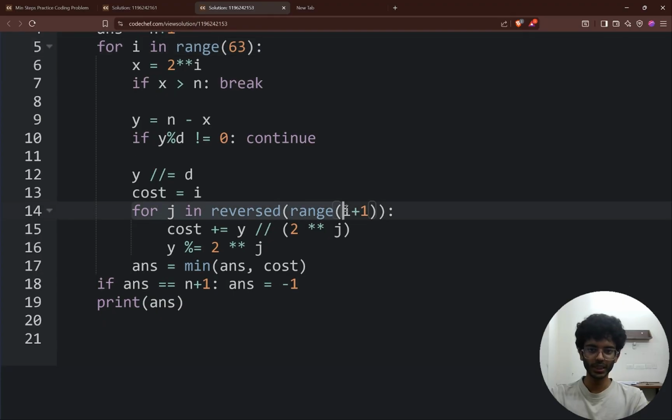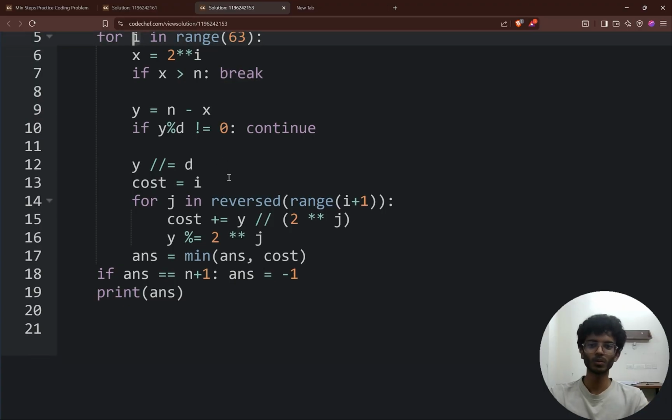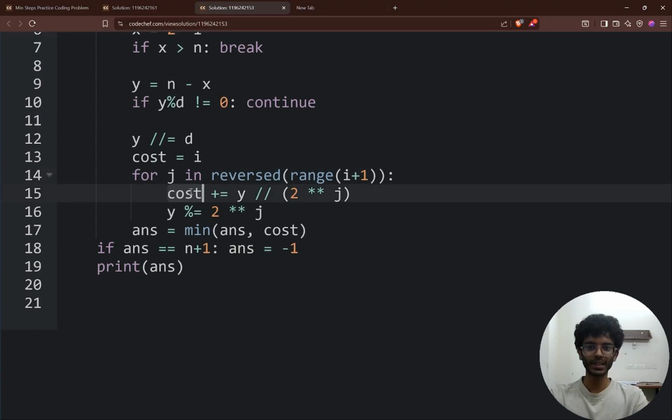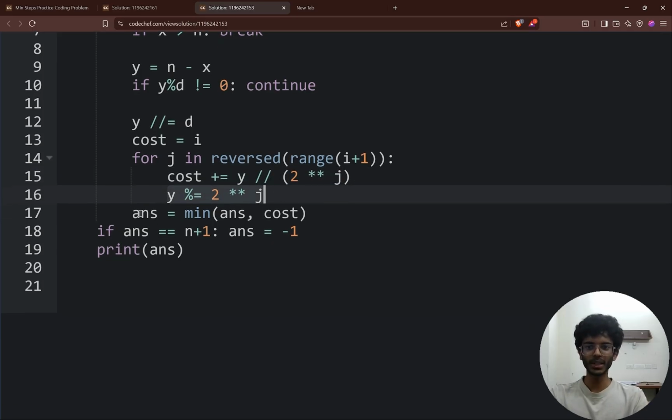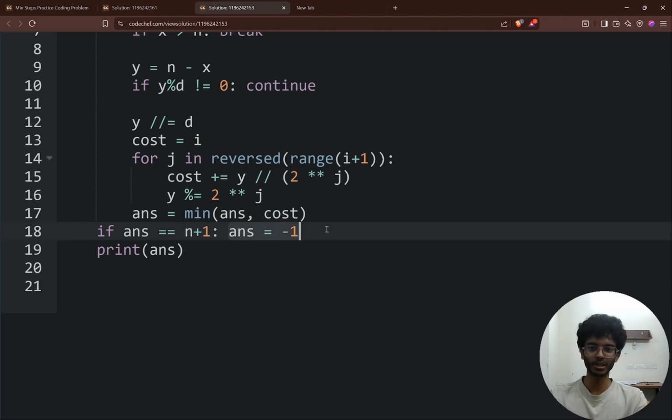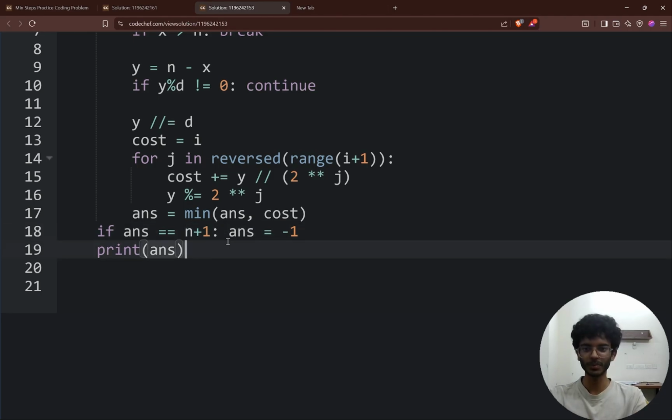Now we run j from this i down to 0, and to our cost we add the floor of y upon 2 to the power j, and then we take the modulo, and in the end we take the answer as min of answer comma cost. If our answer is still the very big number, if we could not find any better answer, we print -1 because it's not possible. Otherwise, we print answer.